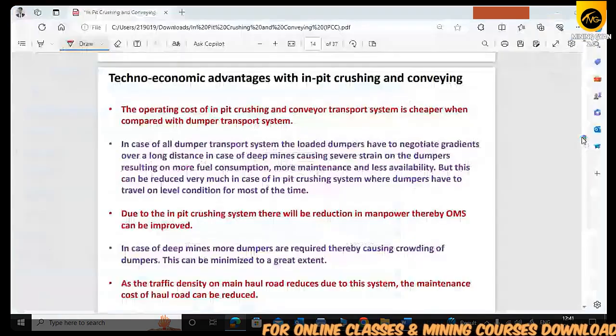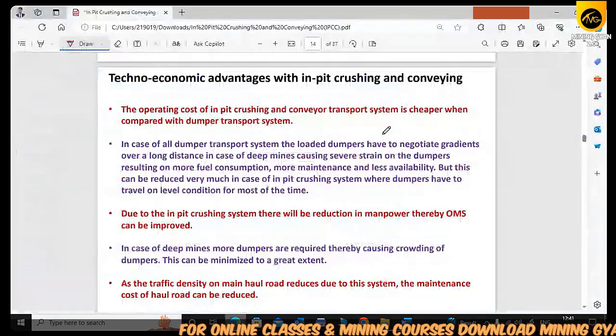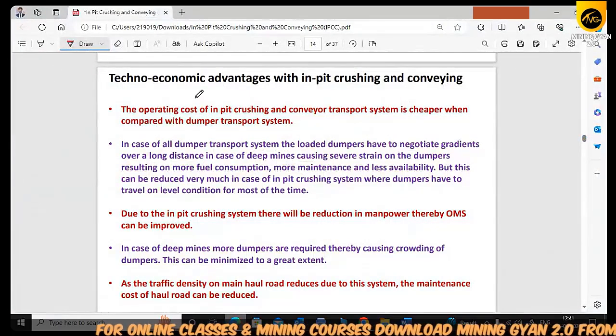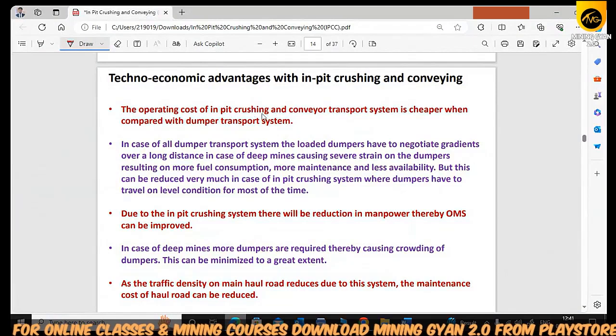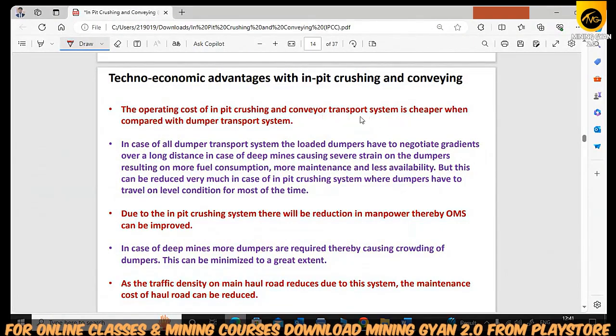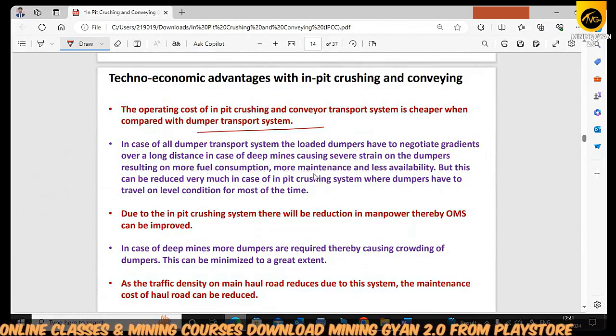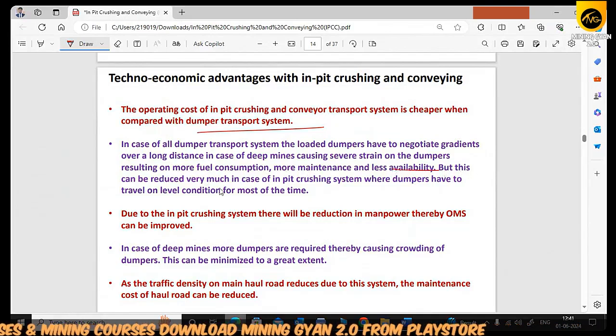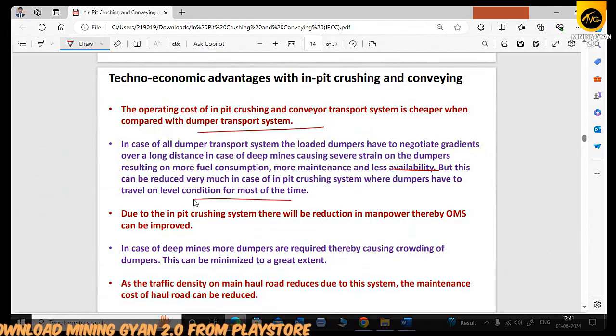In-pit conveying systems. So we are studying the techno-economical advantage of the in-pit conveying system. I am teaching you that the operating cost of the in-pit conveyor transport system is cheaper compared to dumper transportation systems. In the case of a dumper transport system, the loaded dumper has to negotiate gradients over longer distances in the mine, causing severe strain on the dumper, resulting in more fuel consumption, more maintenance required, and less availability. But this can be reduced very much in the case of the in-pit conveying system, where dumpers travel on level conditions most of the time.